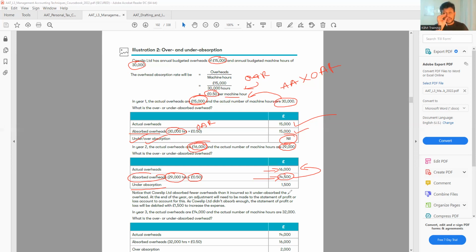So this one you have to think about carefully. We have to compare the overhead absorbed and the actual overhead. How do we calculate the overhead absorbed? Actual activity times the OAR gives us the overhead absorbed. We compare with the actual. If we absorb less than the actual, it will be under absorbed. If we absorb more than actual, it will be over absorbed.